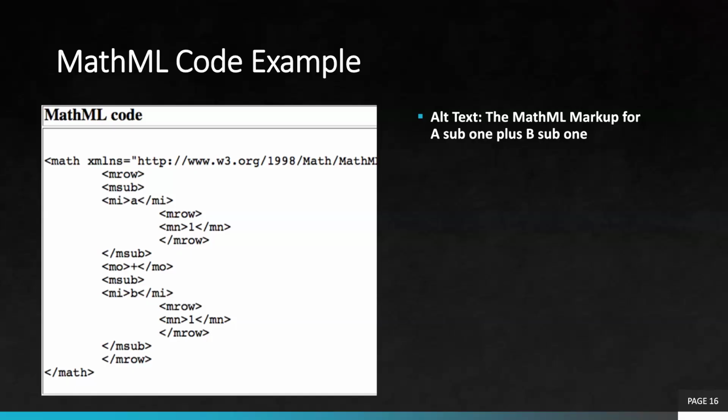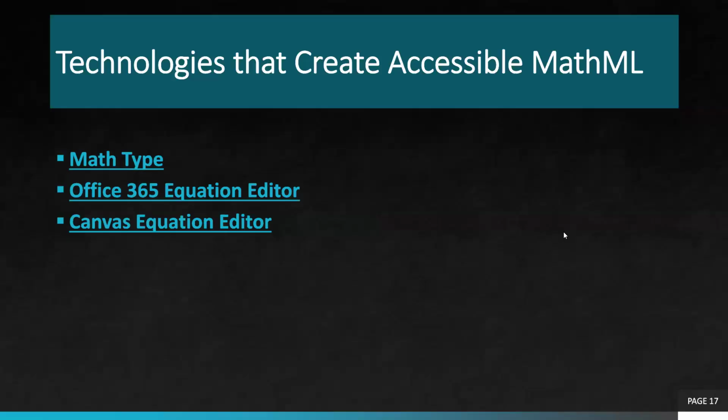And we're going to move on to the next slide here, which is 17. And this is technologies that create accessible MathML. So these are the technologies we want you to be aware of that are going to help you create accessible MathML. So there's MathType. Some of you may have access to that already, and some of you may not. Office 365 equation editor. So that's the equation editor built into Microsoft. And then also the Canvas equation editor supports MathML.